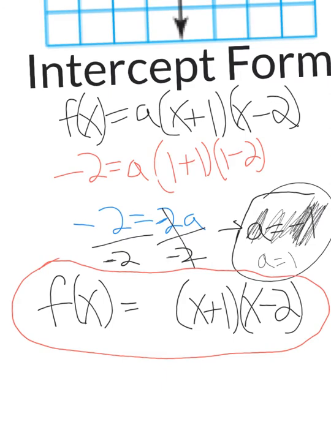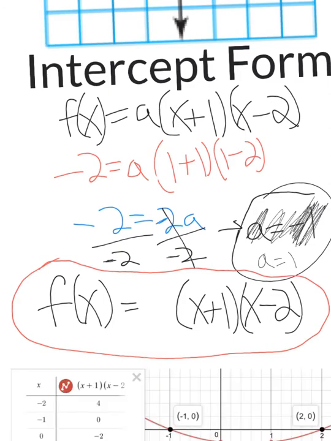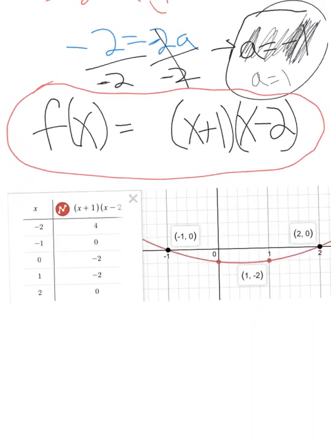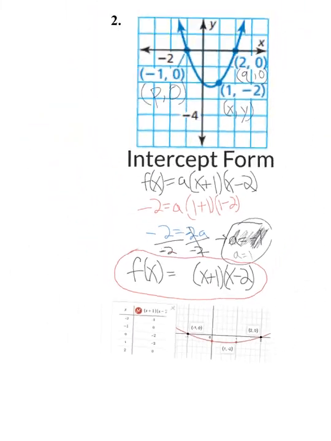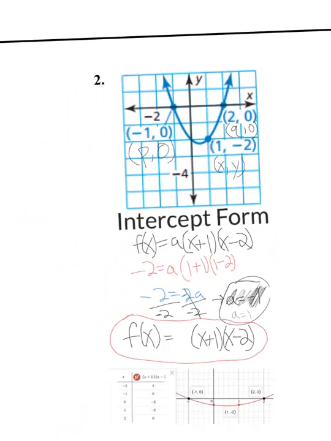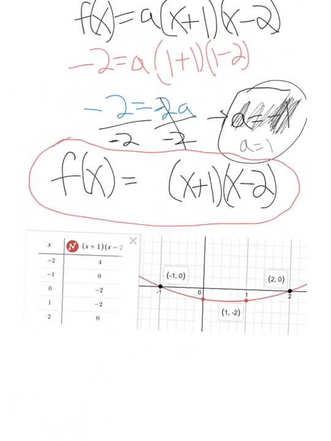So let's look at the graph. Typing in x plus 1 times x minus 2 into my graph, and pulling up the table, I see that negative 1, 0, 2, 0, and 1 comma negative 2 are all there. See, negative 1, 0, 2, 0, and 1, negative 2. So that's how you know you did it right.